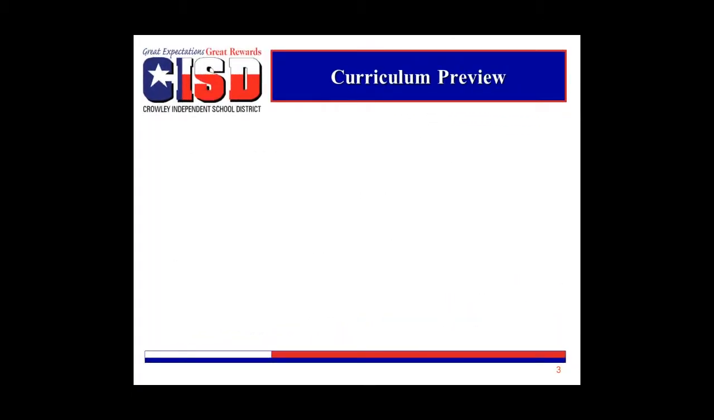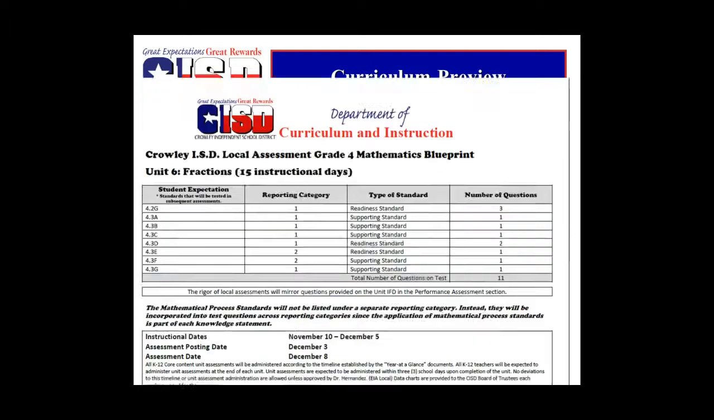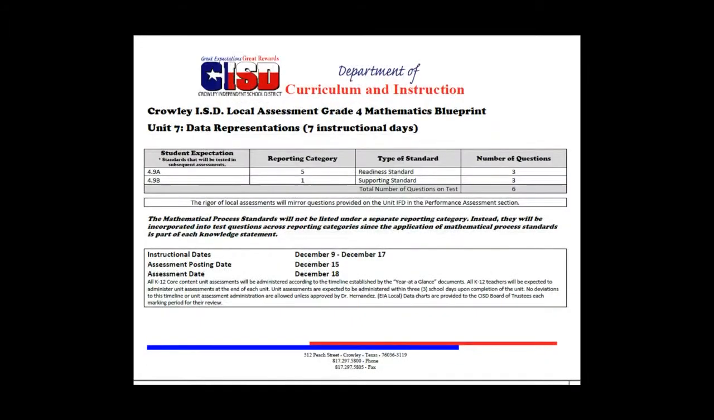Units covered in the third 6 weeks are Unit 6, Fractions, and Unit 7, Data Representations. Please pause the video to review the Unit 6 Local Assessment Blueprint. Take time to note the instructional days and assessment posting and administration dates. Beginning the third 6 weeks, assessments will be posted 72 hours before the testing date. Now take a moment to review the Unit 7 Local Assessment Blueprint.